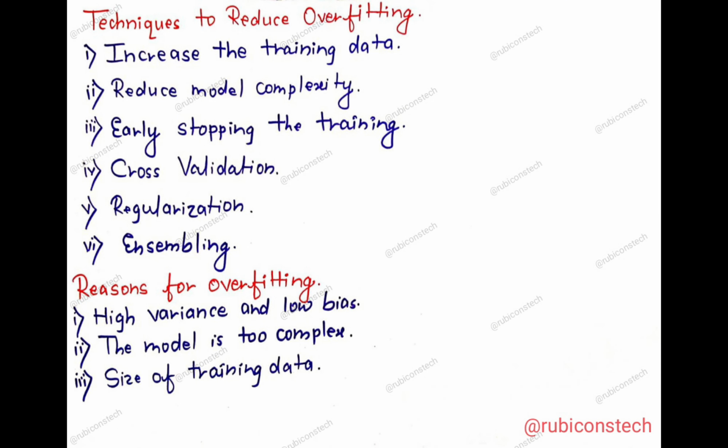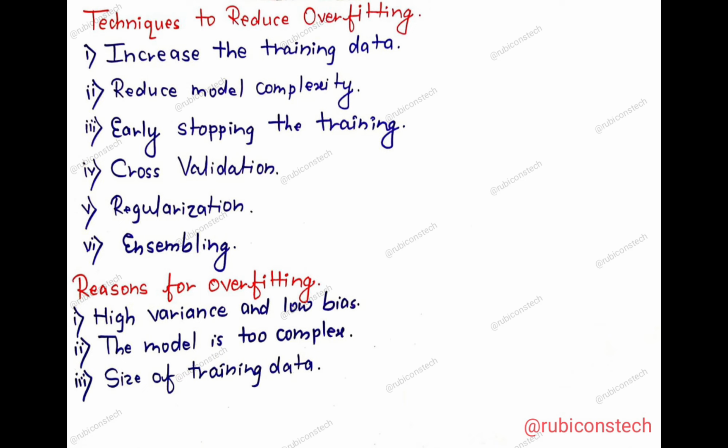So what are the techniques to reduce overfitting? First, increase the training data. Reduce the model complexity. As we have seen, a model with high variance is very complex in nature, so we need to reduce the complexity of the model in order to reduce overfitting. Early stopping of the training. As we have seen in the previous slide, the more training we provide to our model, the more it faces the problem of overfitting. So if we stop the training process early, it will reduce the overfitting problem.